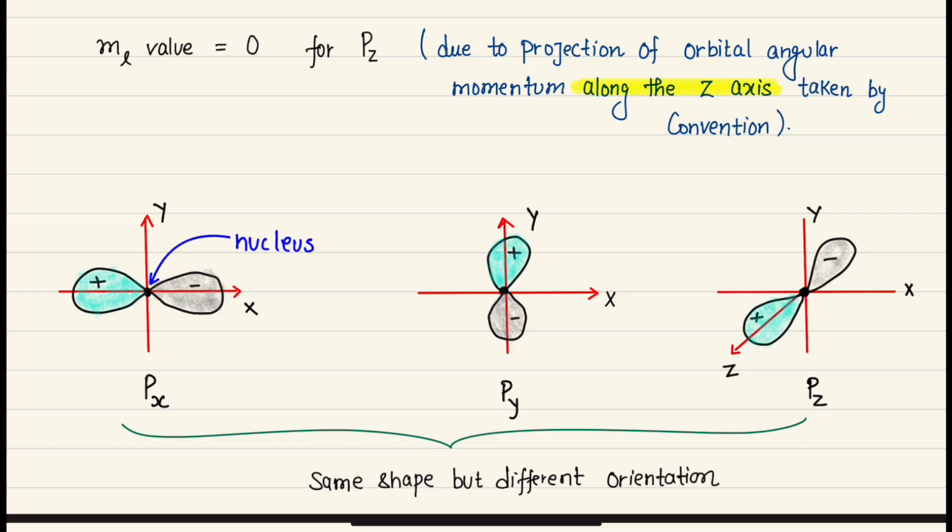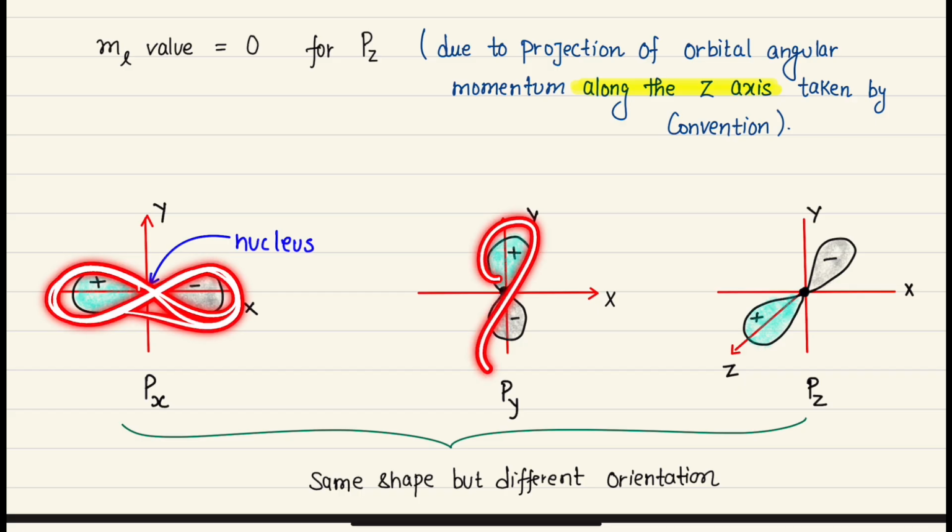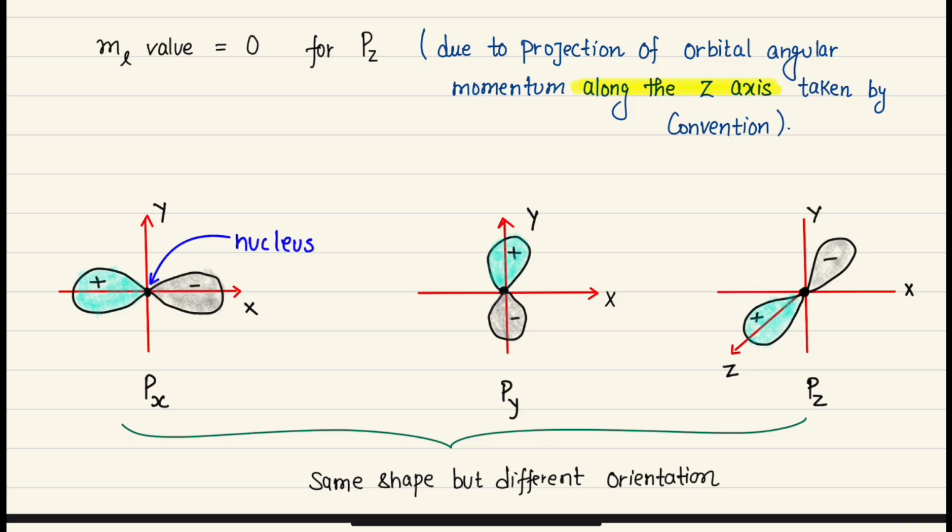Means what? The lobes are in different orientations in 3D space. One is along the y-axis, one along the x-axis, one along the z-axis. Understood? So p has three types of orbital. One is px, one is py, and one is pz. Okay? Clear, everyone?